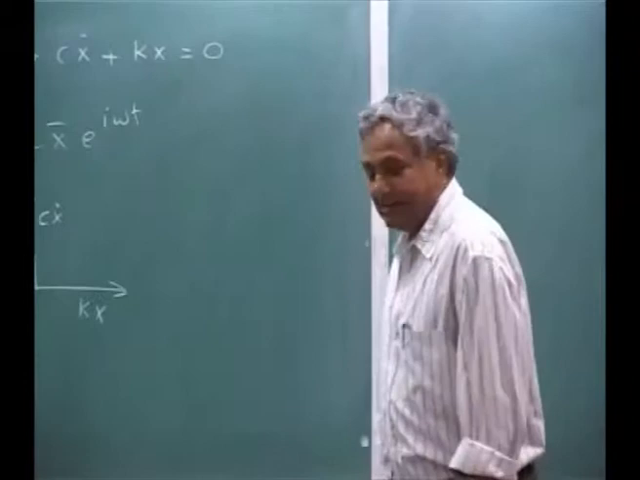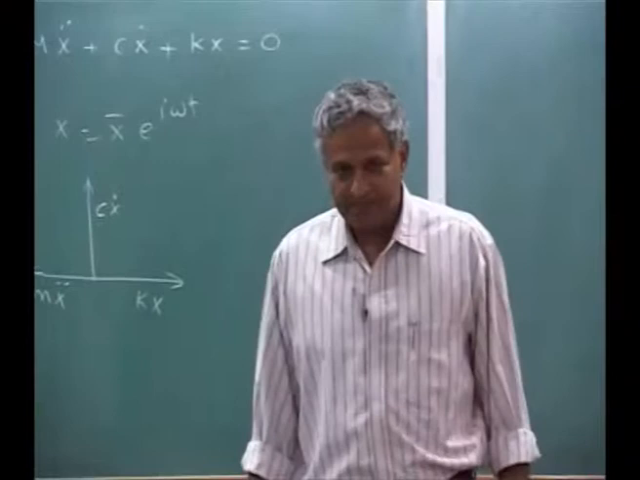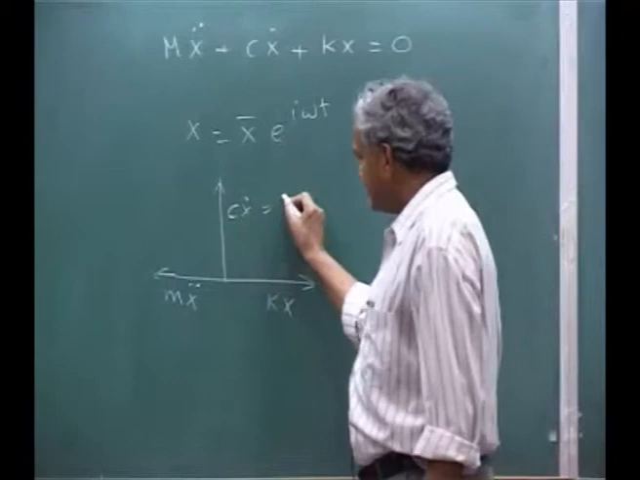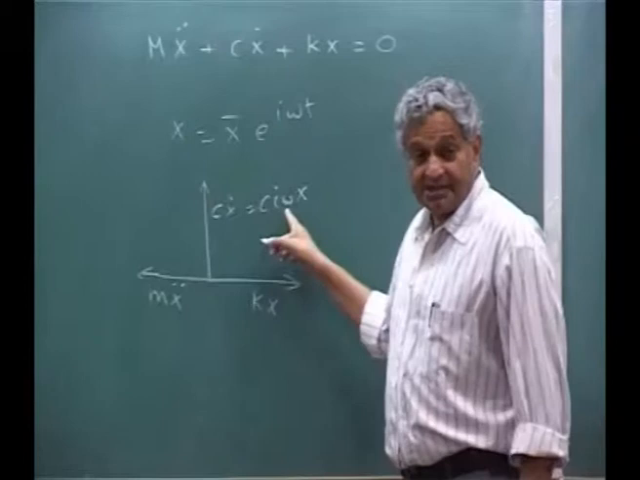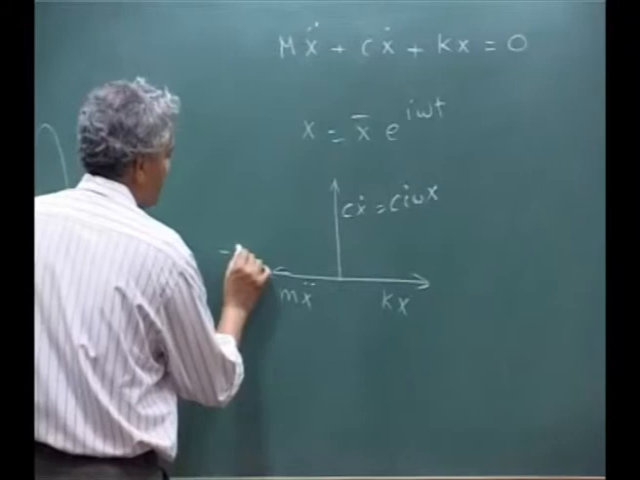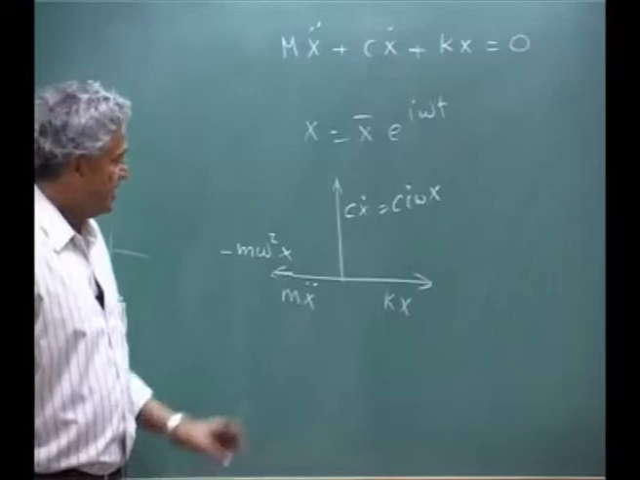That means you have to solve the real part separately and the imaginary part separately. But here, if you look at it, this is the real quantity, and this is C i omega x, the complex part. This is basically minus m omega square x. Okay. My damping must go to zero.